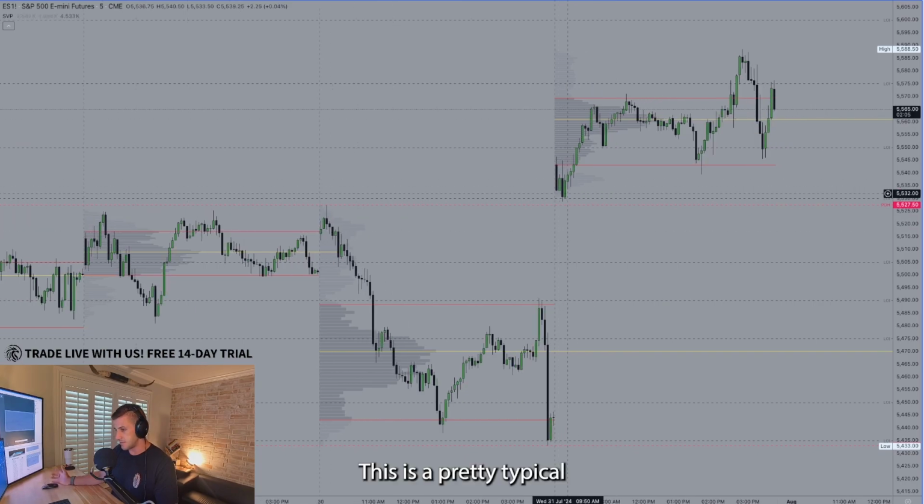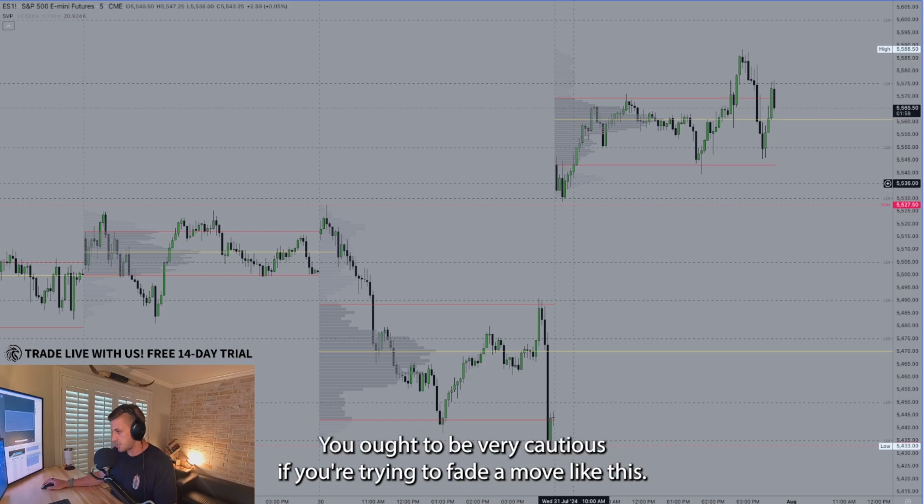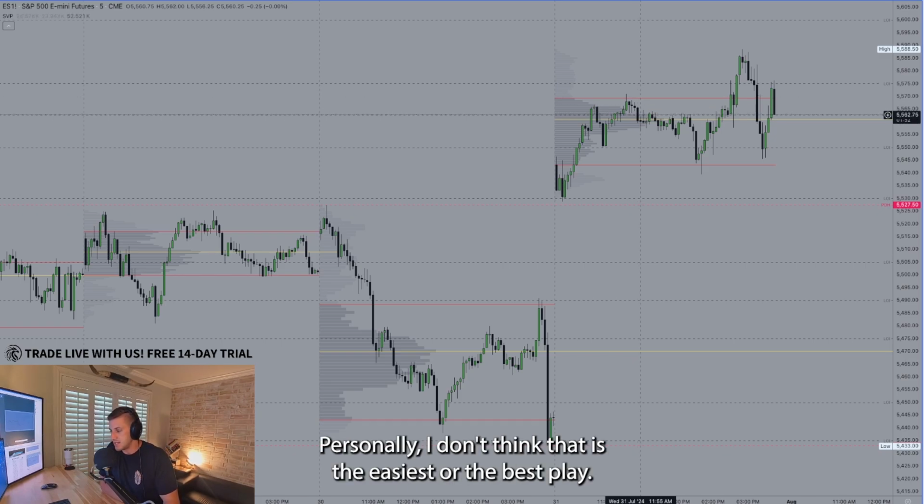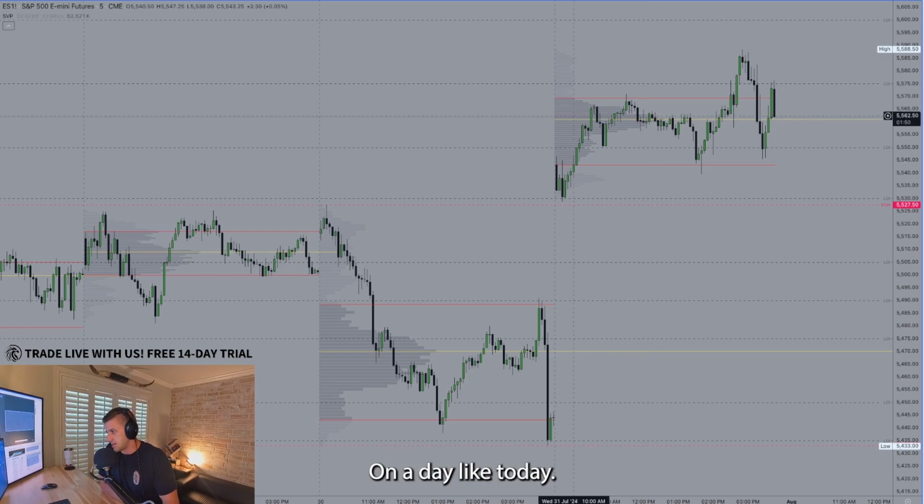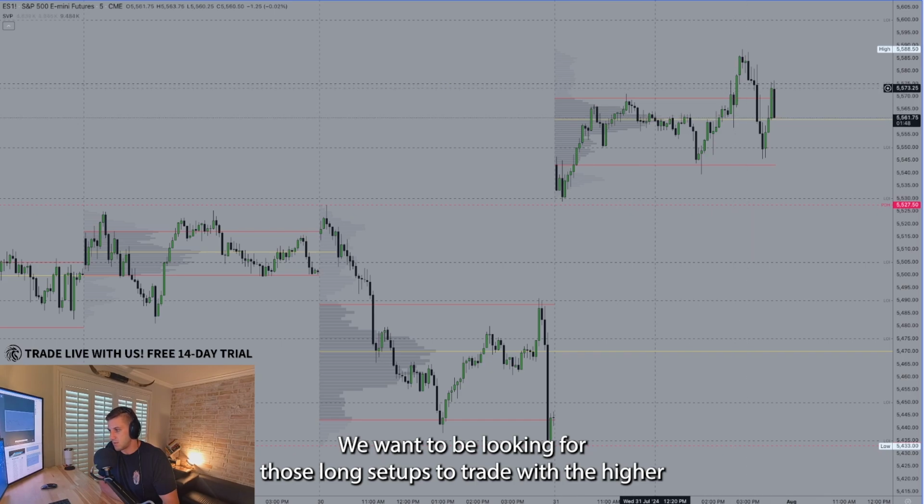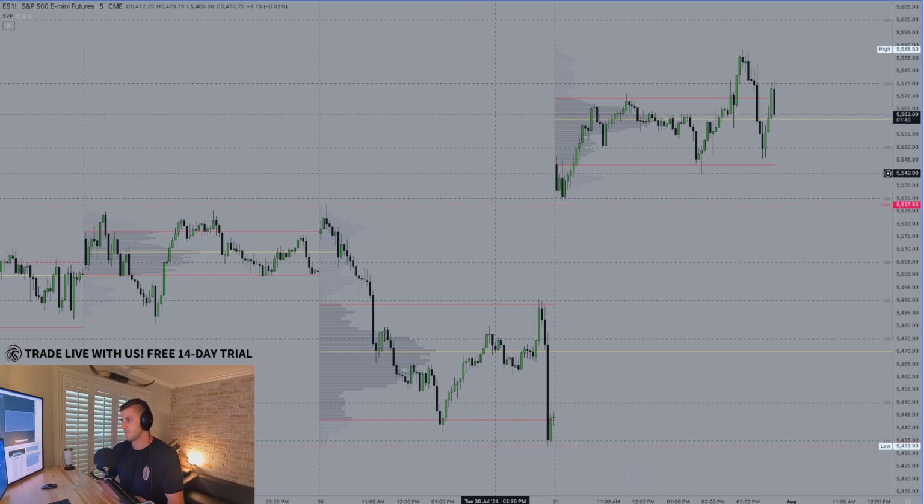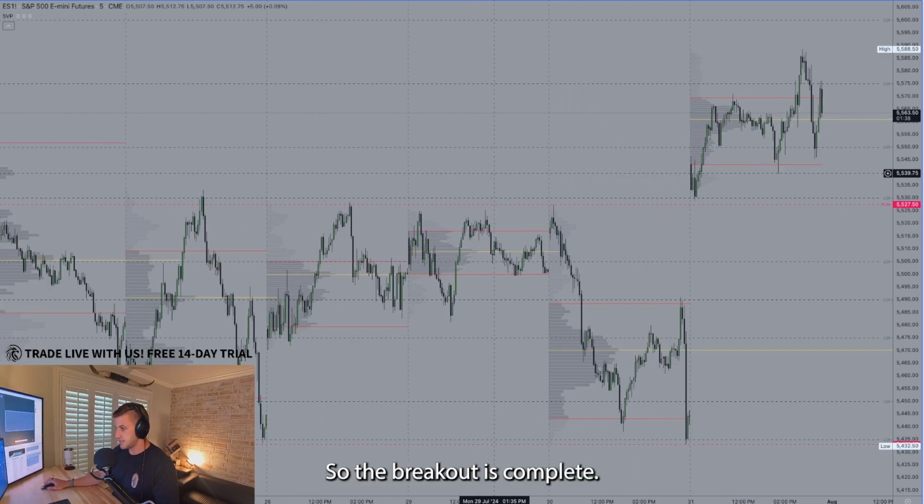This is a pretty typical near-term range breakout type of play. You want to be very cautious if you're trying to fade a move like this. We did see a couple of short opportunities. Personally, I don't think that is the easiest or the best play on a day like today. Just want to be looking for those long setups to trade with the higher time frame structural move, which is a near-term range breakout. So the breakout is complete.